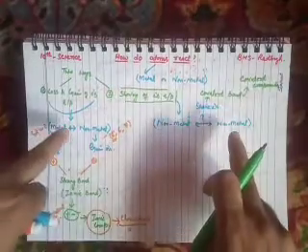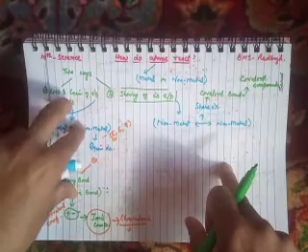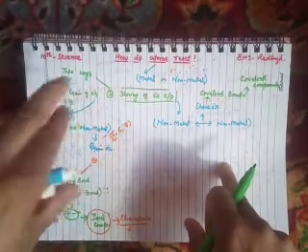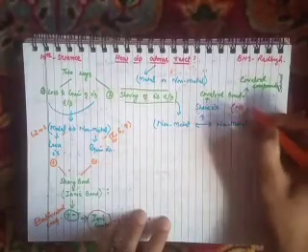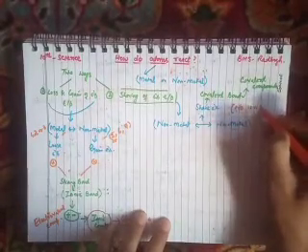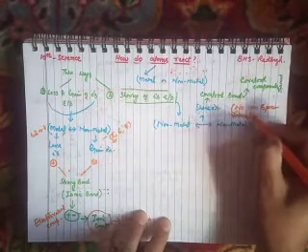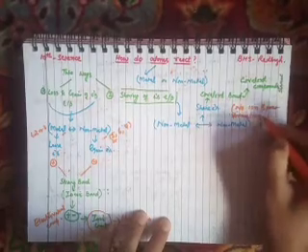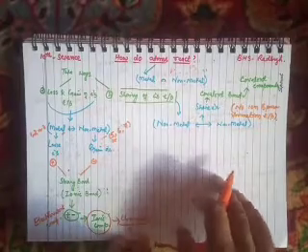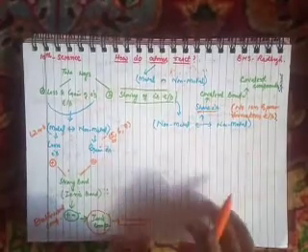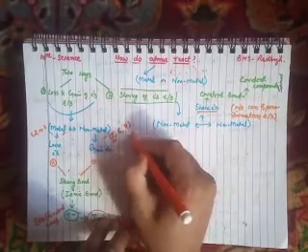Dear students, the main difference between these two types of combinations is that there, positively and negatively charged ions are formed. However, in this case, no ion formation takes place. Here no ions are formed. Positive and negative ions do not form where sharing of electrons takes place between the two non-metallic atoms.